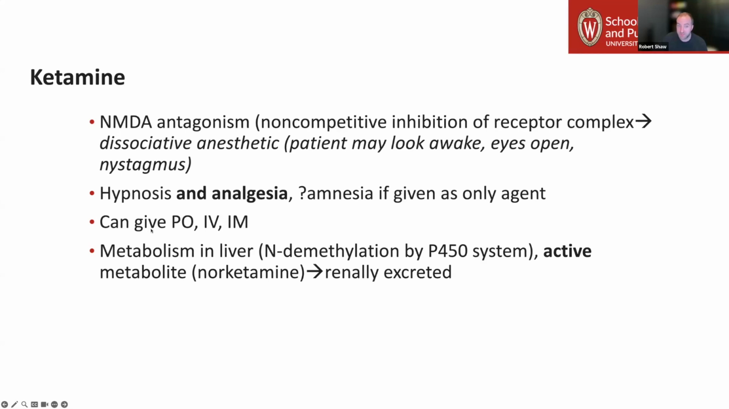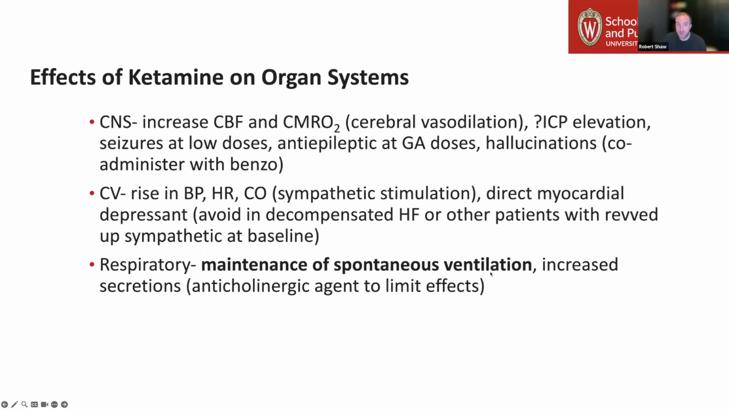Ketamine is a great drug because you can give it either orally, IV, or intramuscularly. So it has many uses depending on what you need it for. It's metabolized primarily in the liver, again, by the P450 system. It does have an active metabolite called norketamine that is renally excreted. Ketamine, in contrast to propofol, will increase your cerebral blood flow and increase your cerebral metabolic rate of oxygen.